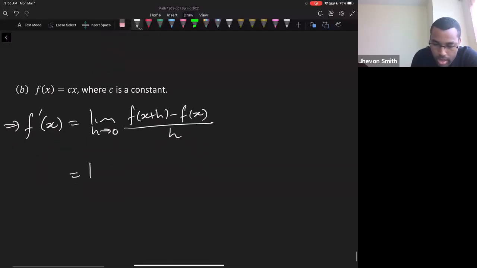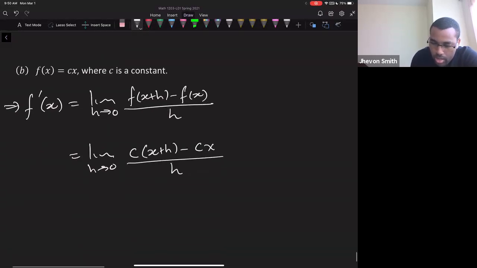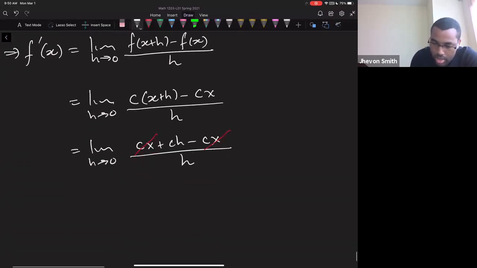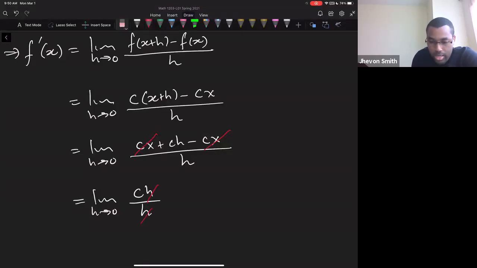So here, what it would look like is f of x plus h, you replace the x with x plus h. Of course, you'd expand this. cx plus ch minus cx all over h. These guys cancel. Then you have the limit as h approaches 0 of ch over h. Now the h's cancel. Then we have a limit of a constant, which we know is just the constant.